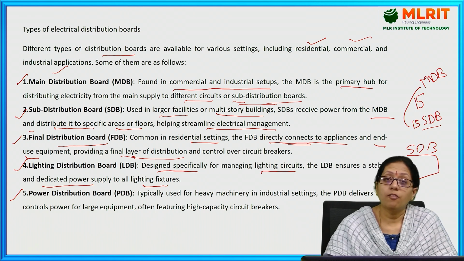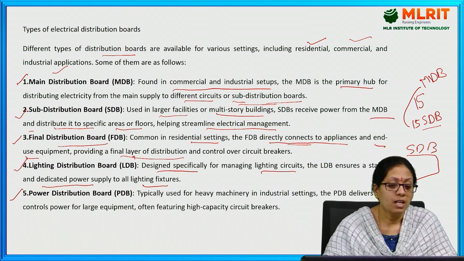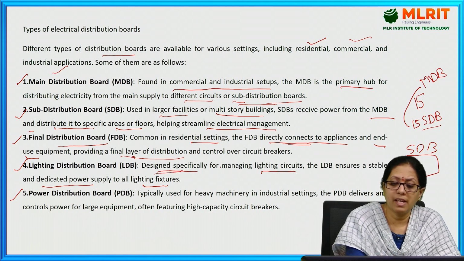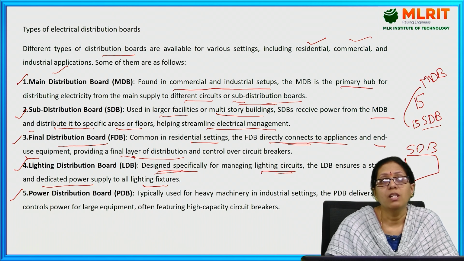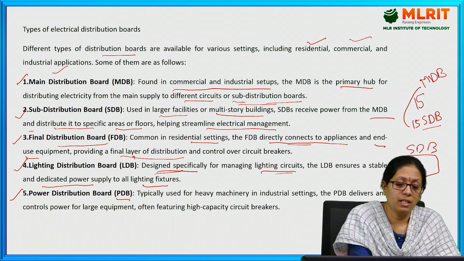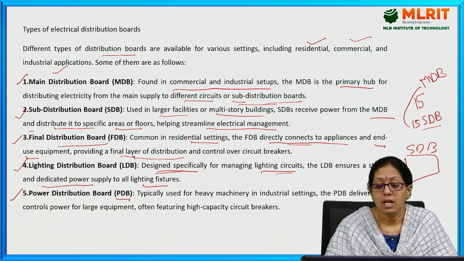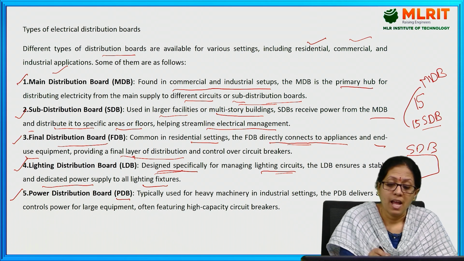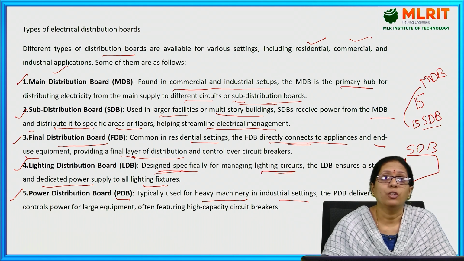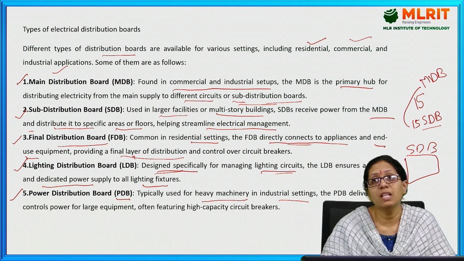So for different lighting systems, you will be using the lighting distribution board. Here it is mostly designed for the lighting circuits. So the last category is the power distribution board, that is PDB. Typically they are heavy machinery used in industrial settings. PDB is mainly used for heavy machinery which is being used in industrial settings.